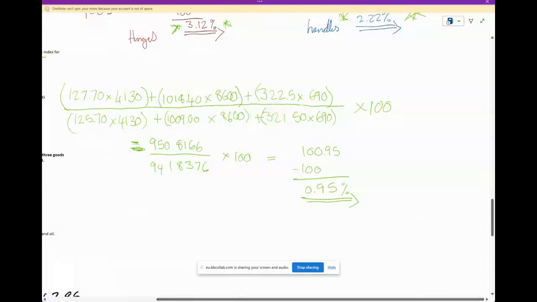When you summarize that, you should have gotten 958,166, okay, divided by 9,418,376, and you would have ended up with 0.95, all right? So 0.95 increase was supposed to be your interpretation there, okay? Some of you guys were actually applying this, but somewhere, the figures were wrong along the way. Does that make sense?